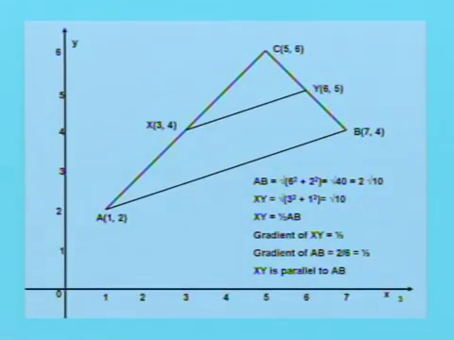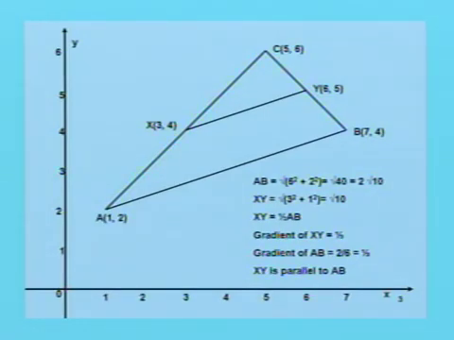Here is a triangle ABC. X is the midpoint of AC and Y is the midpoint of BC. The midpoint is halfway, and so if we look at AC, A has coordinates 1, 2, C has coordinates 5, 6. Halfway, that is X, will have coordinates 3, 4.